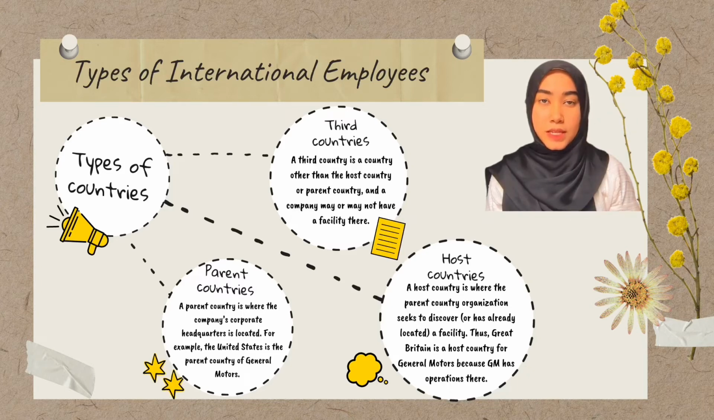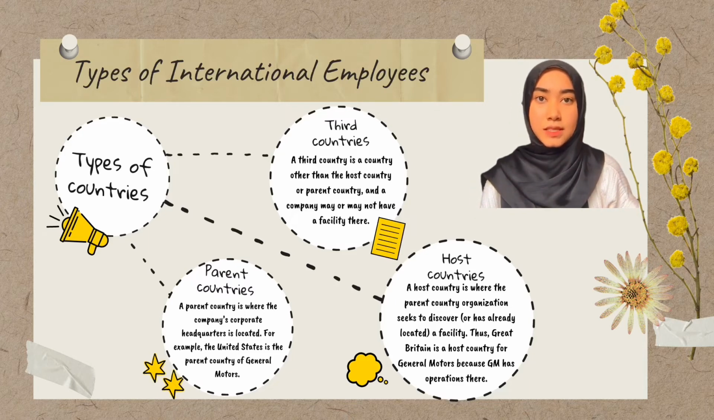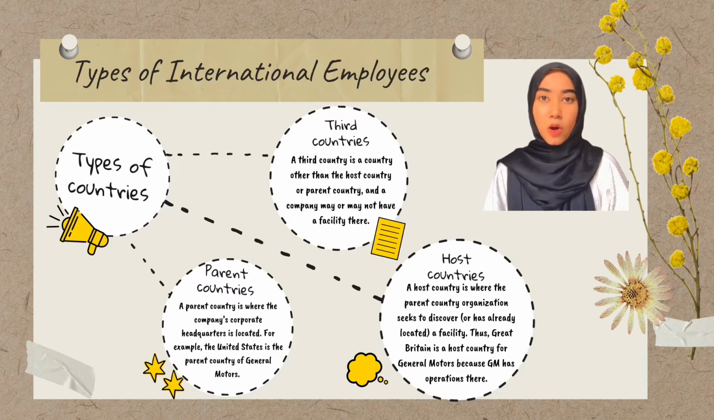Did you know that international employees come from three types of countries, which are parent country, third countries, and host countries? The first is the parent country. A parent country is where the company's corporate headquarters is located. For example, the United States is the parent country of General Motors. Third countries. A third country is a country other than the host country or parent country, and the company may or may not have a facility there. Host country.